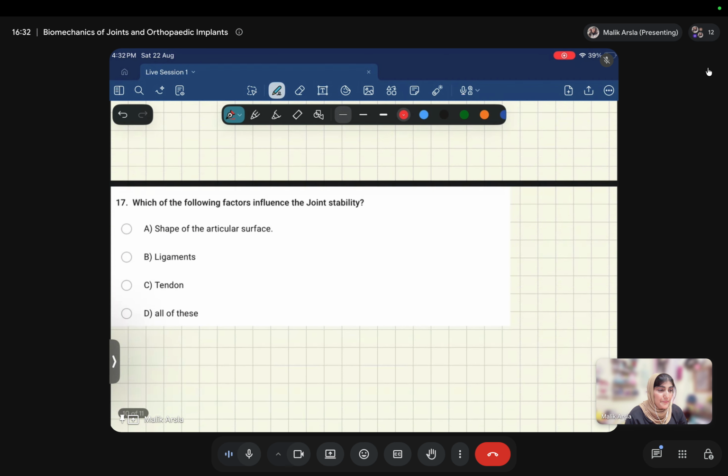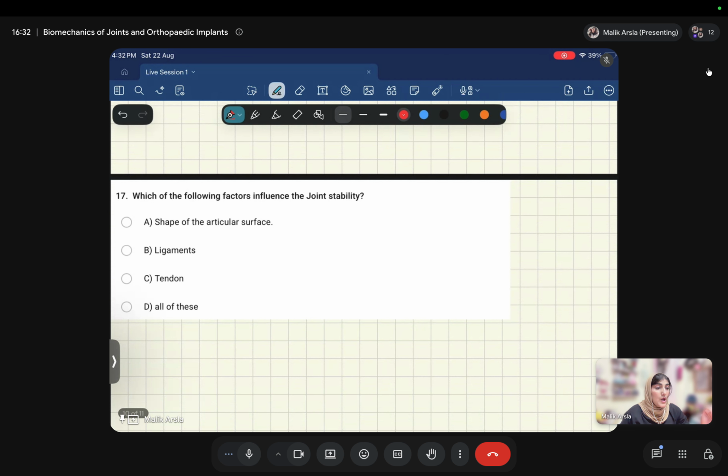So, question number 17. Which of the following factors influence joint stability? The shape of articular surface, ligaments, tendons.